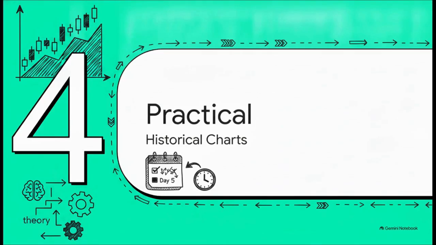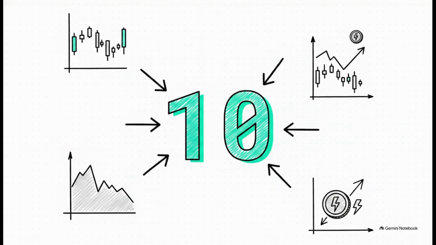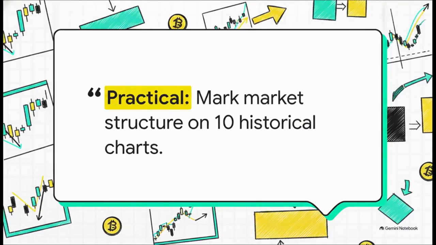Okay, let's wrap this up with Section 4, the Historical Charting Challenge. It's time to pivot from passive learning to some active application, because the curriculum actually has a practical homework exercise assigned for Day 5. 10. That's the magic number. I am heavily stressing the number 10 here because it's the final, totally non-negotiable directive from today's text. You literally must go out and mark market structure on 10 historical charts. Not 1, not 3, 10 of them. Let's just read it directly from the source. Practical. Market structure on 10 historical charts.